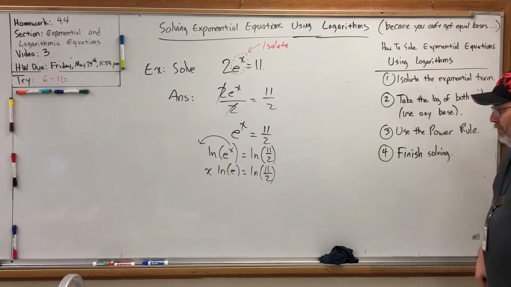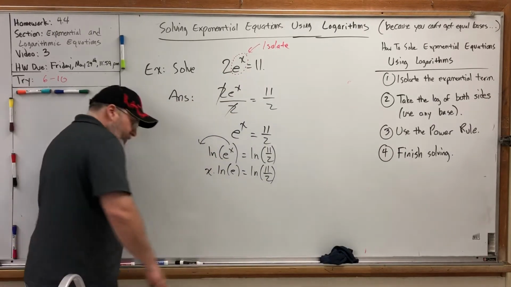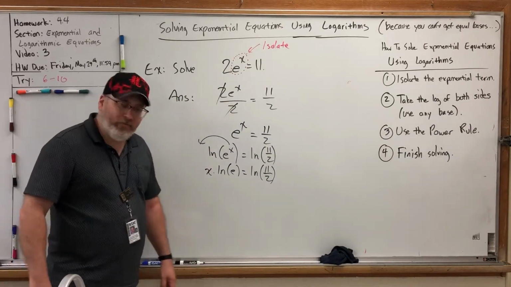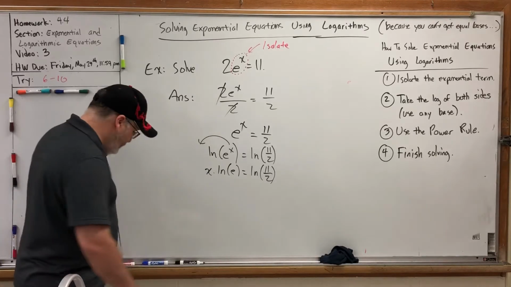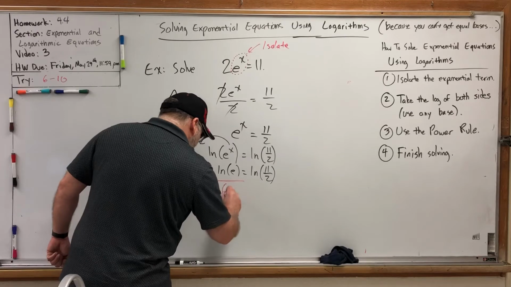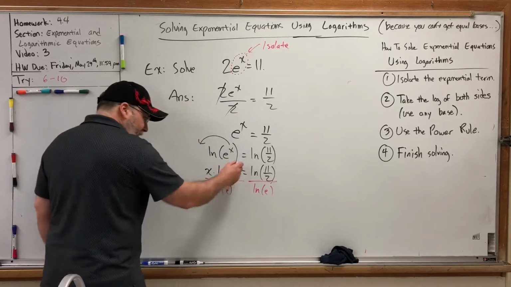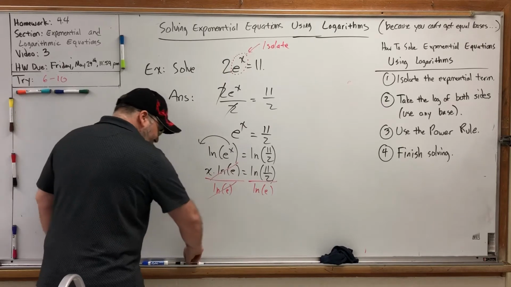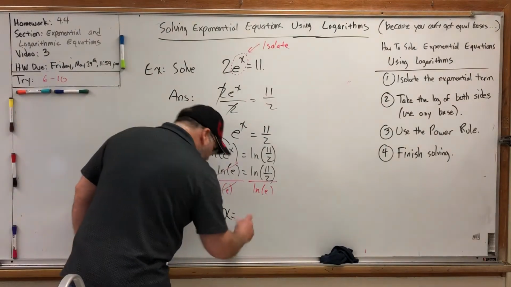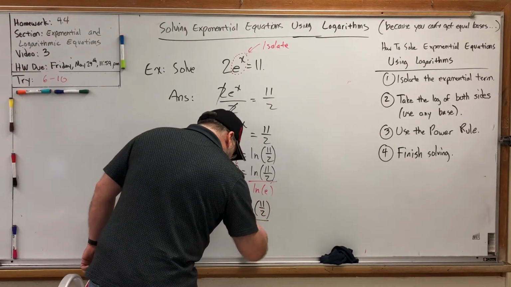Now, don't let the natural log of e multiplied by the x intimidate you. This is just x times a number, whatever the answer to that log problem is. I know how to get rid of things that are multiplied. I can divide both sides. So if we divide both sides by the natural log of e, that isolates the x, which was our ultimate goal, and we get the natural log of 11 halves over the natural log of e.